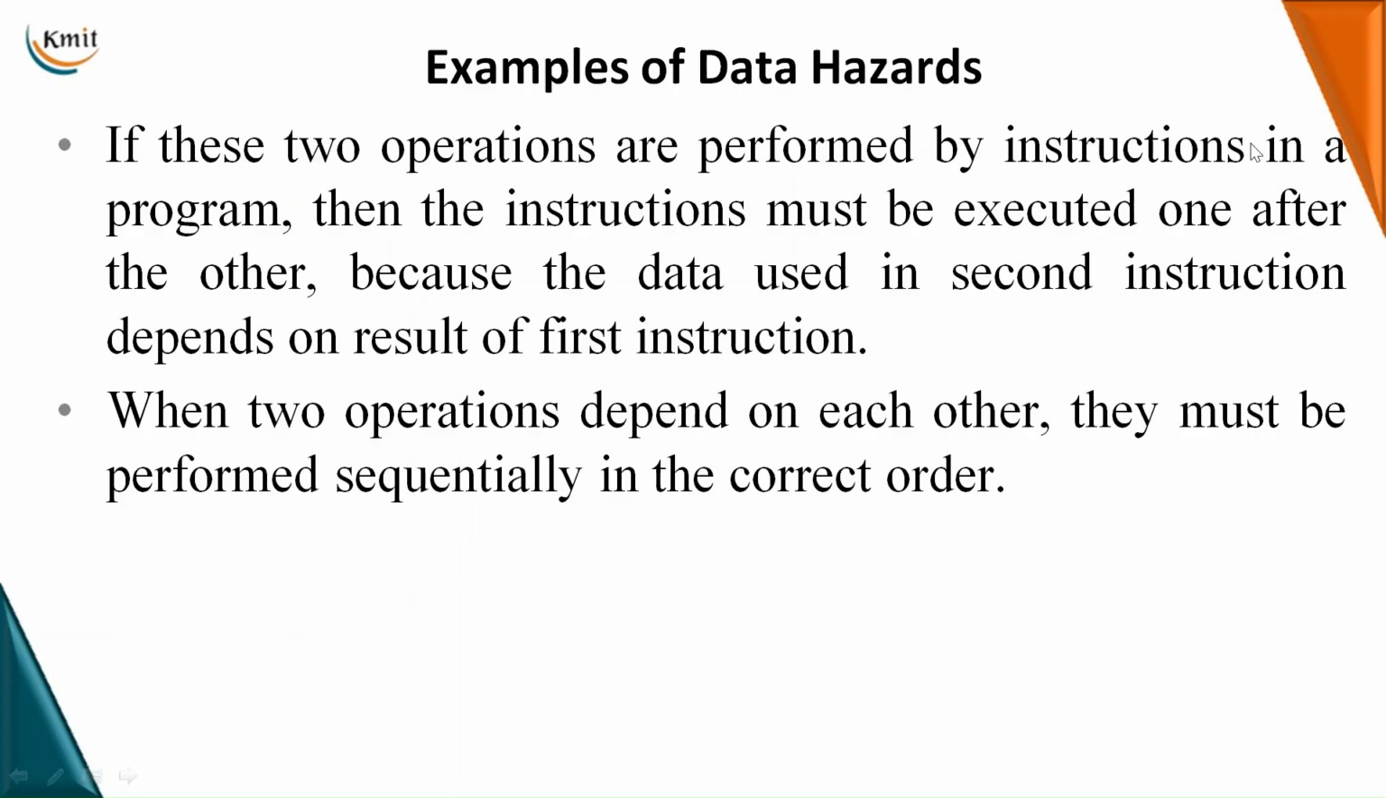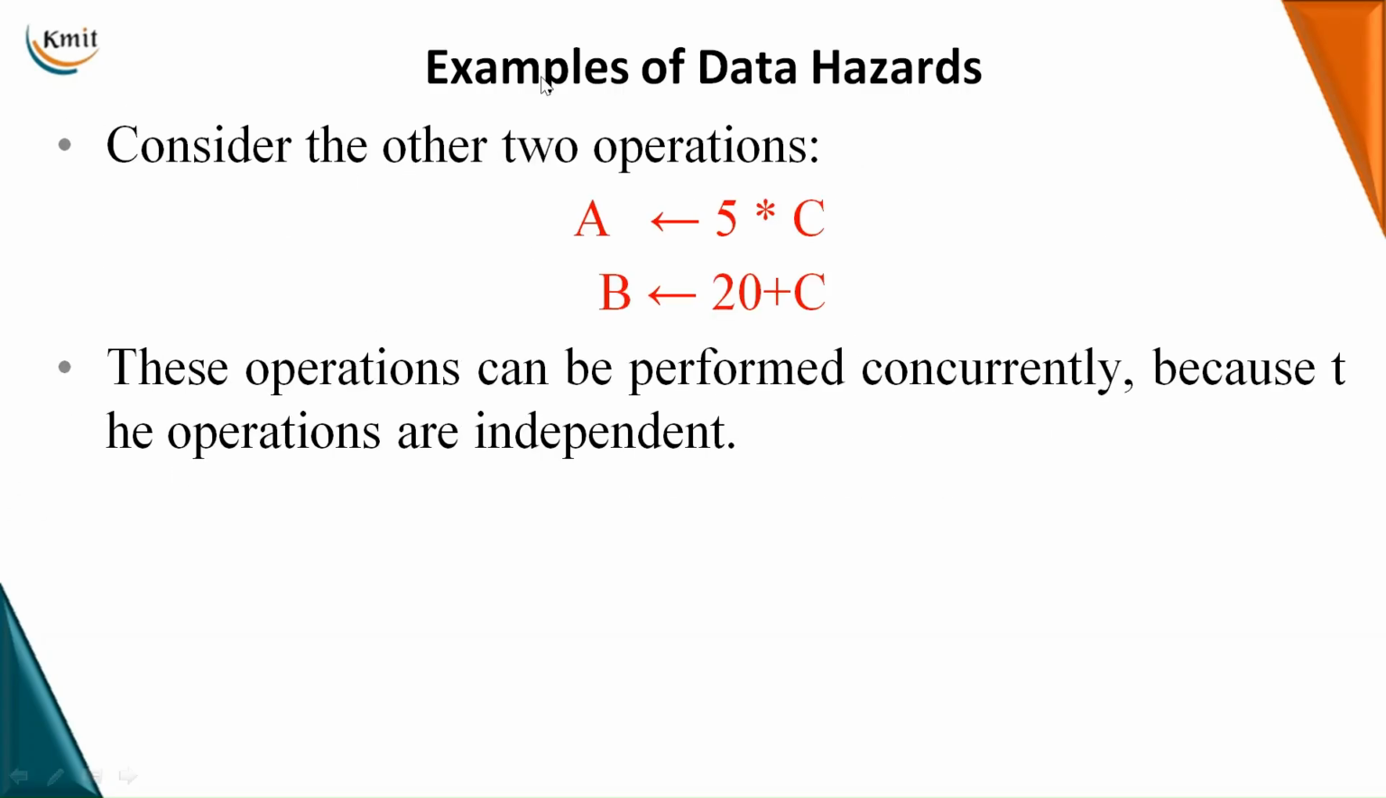If these two operations are performed in the program, the instructions must be executed one after the other, because the data used in the second instruction depends upon the result of the first instruction. When two operations depend on one another, they must be performed sequentially in the correct order. If the instructions are independent, then you can execute them out of order. But when the instructions are dependent on one another, you have to ensure that the output of a sequential execution equals the output of your pipelined execution. Now, consider this example: 5 into C, and B is 20 plus C.